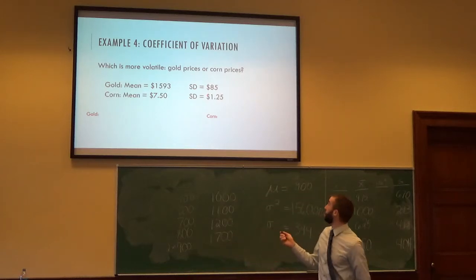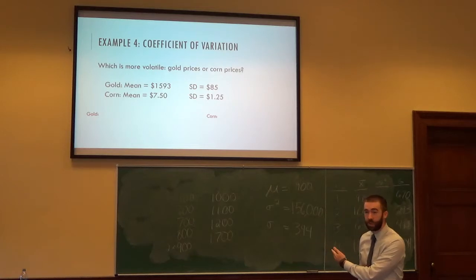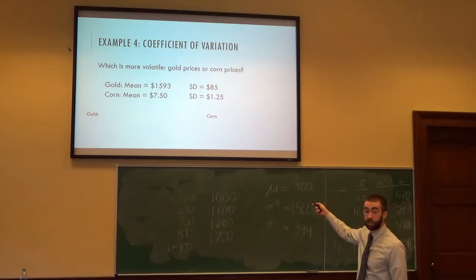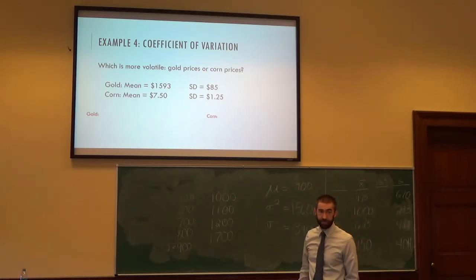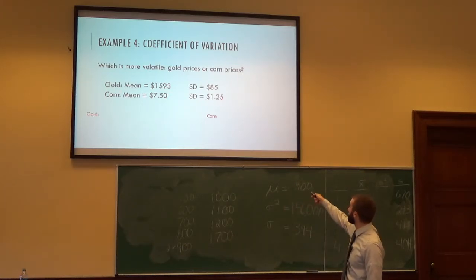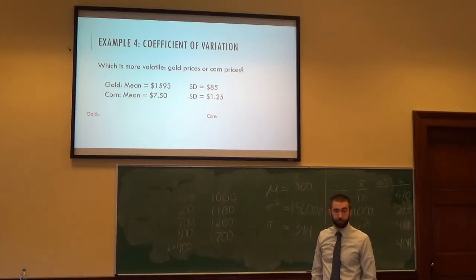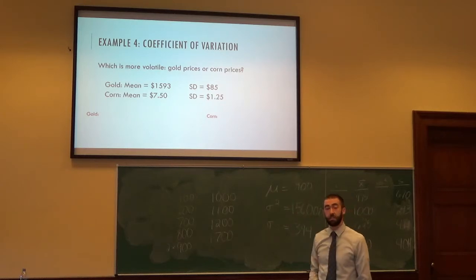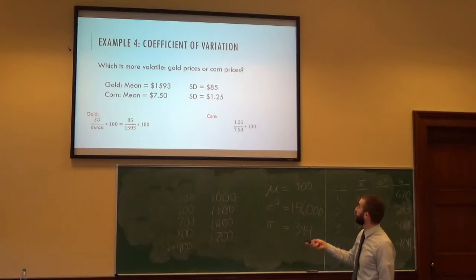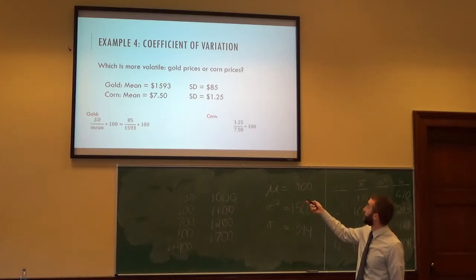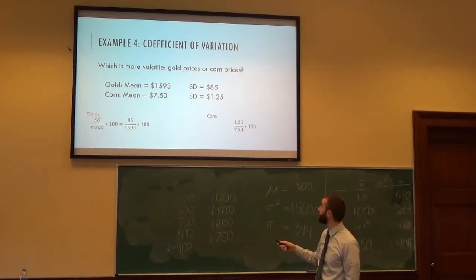The nice thing about this example is that when you look at that, you actually have no idea. It's really hard to tell which one varies more. Gold has a higher standard deviation, for sure, but it also has a much higher mean. Corn has a much lower standard deviation, but a much lower mean. So when we look at that, I can't tell. So we can calculate the coefficient of variation by using the formula that we had on the slide before.